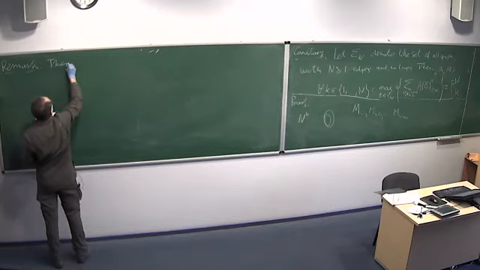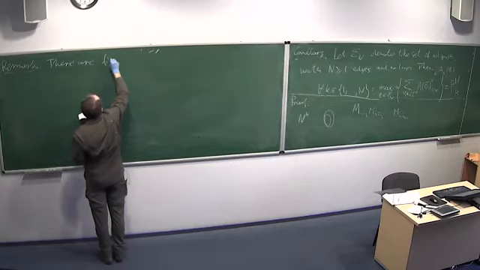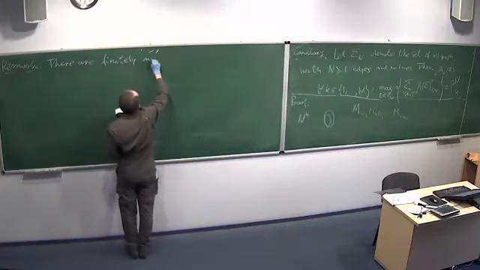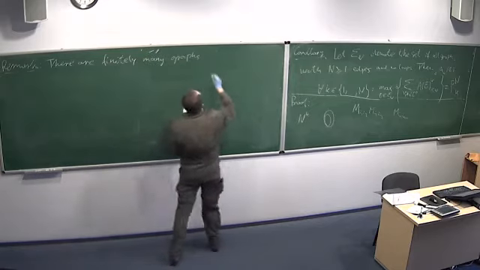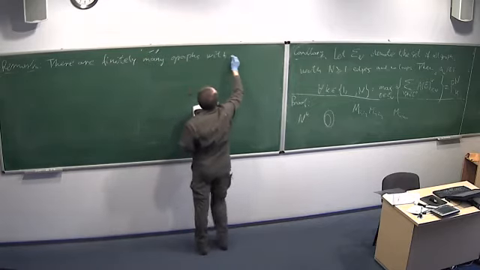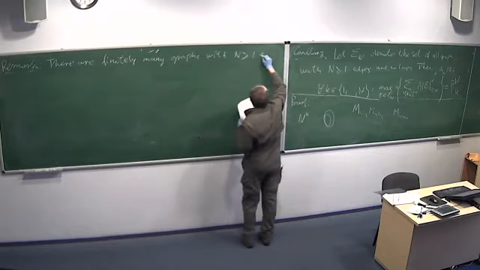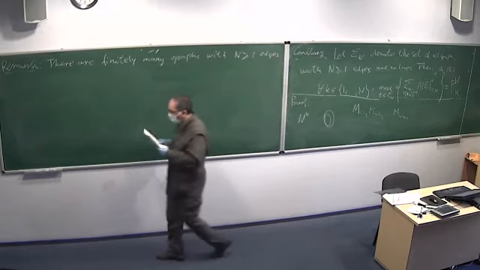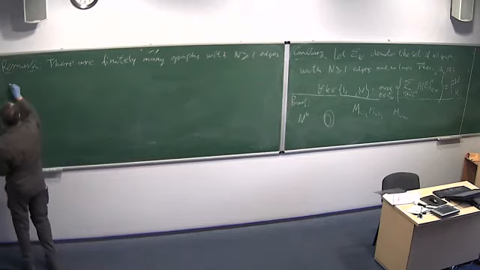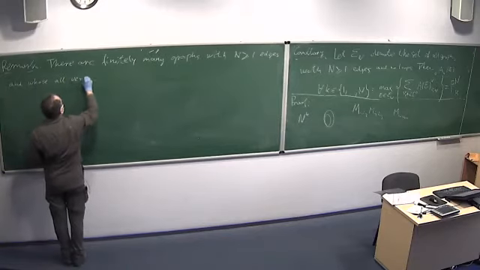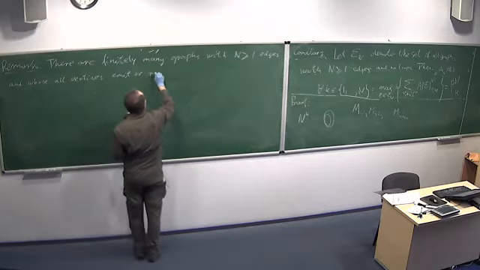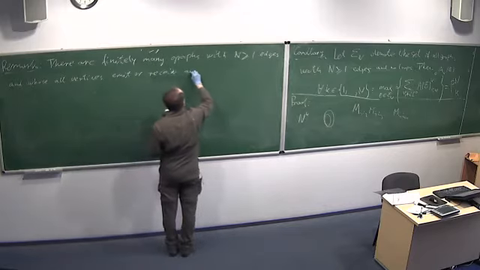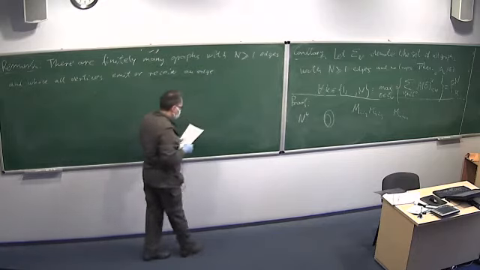There are finitely many graphs with n at least 1 edges and whose all vertices emit or receive an edge. Okay, indeed.